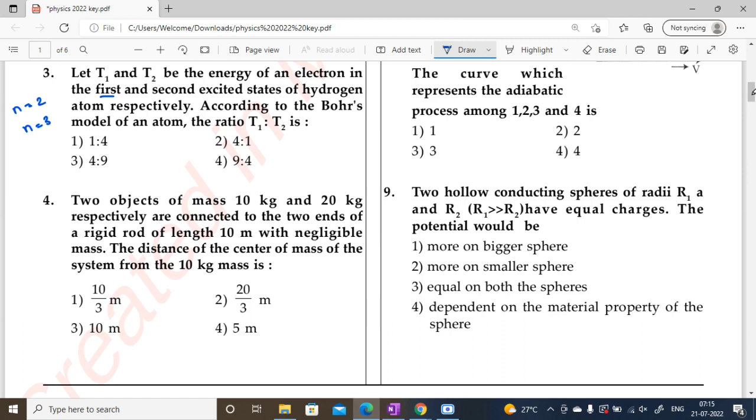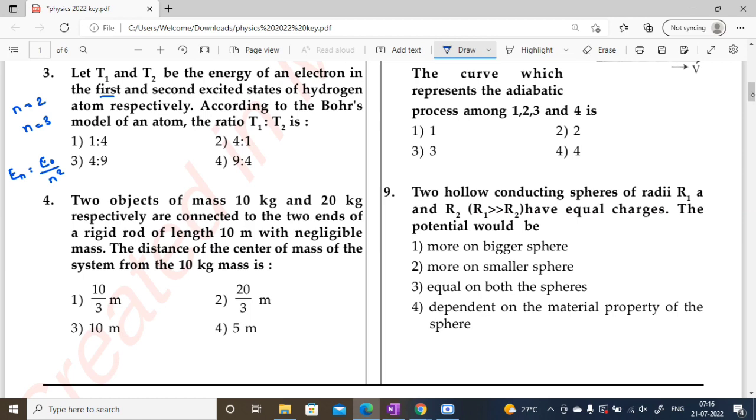This is the first fact you should remember. So let us take these to be the values of n, and clearly we can try to solve this. We know the energy in the nth orbit is given by the energy in the ground state divided by n square. Which means energy in the state is inversely proportional to n square. So the first excited state is n is equal to 2 and the second excited state is n is equal to 3.